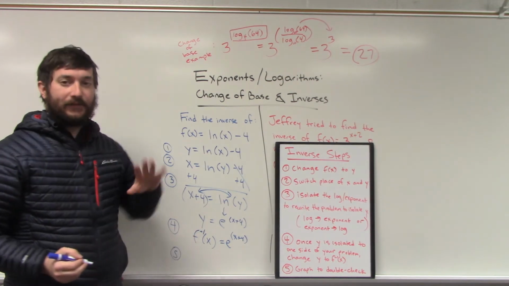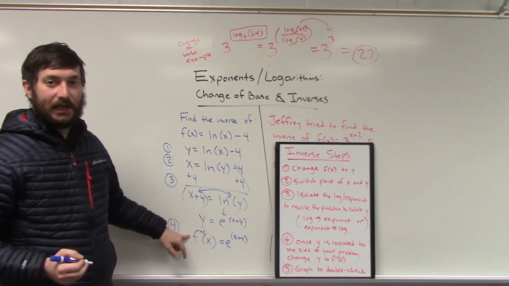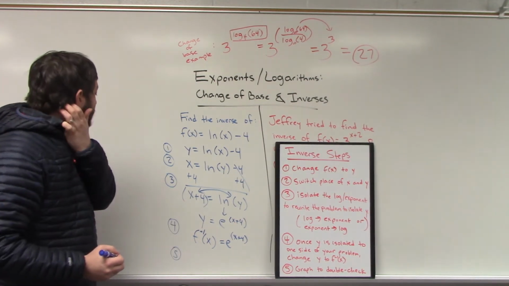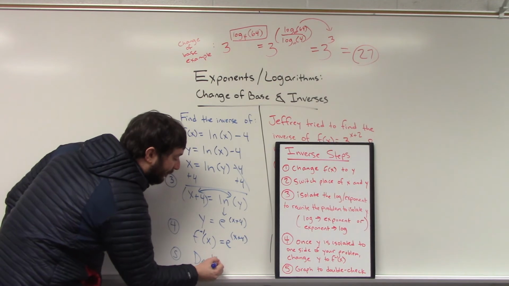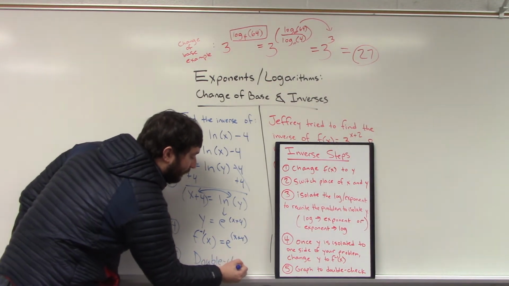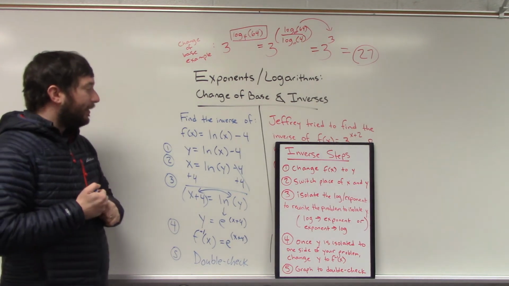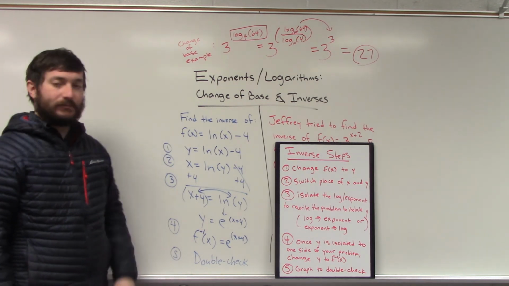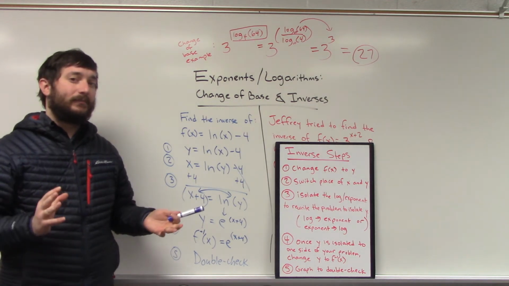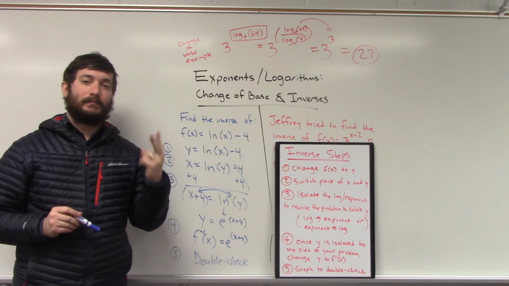Okay? f inverse of x, this is the inverse, is what we're saying. Now you do want to double check yourself, okay? It's always going to be your final step. Don't forget to do this. How do you double check yourself? Remember, graph the original function and graph the inverse. Okay? When you graph them, they should have x and y coordinates that are flipped.